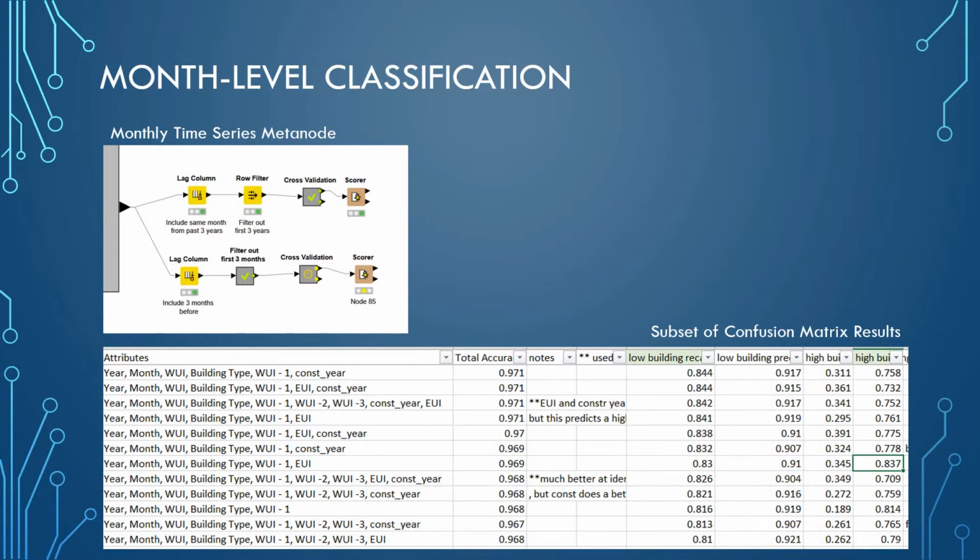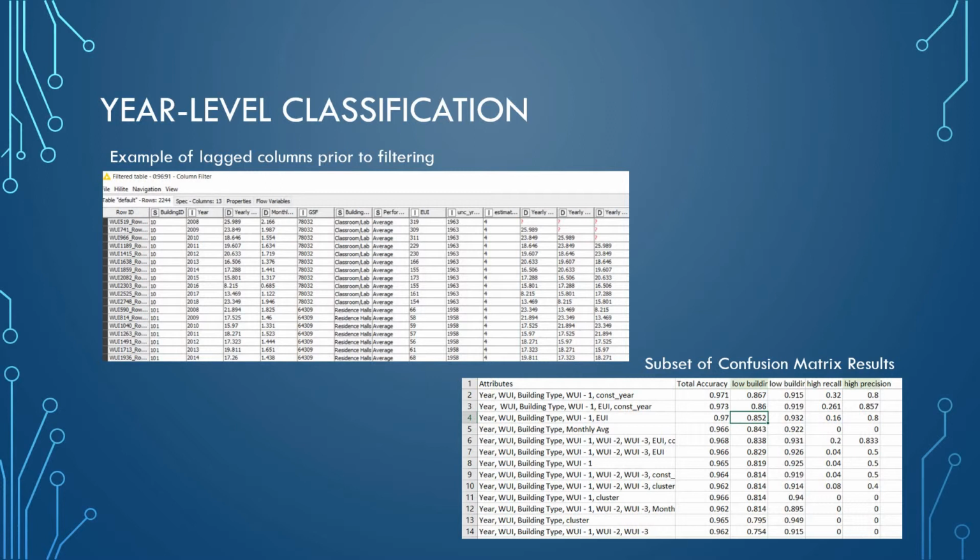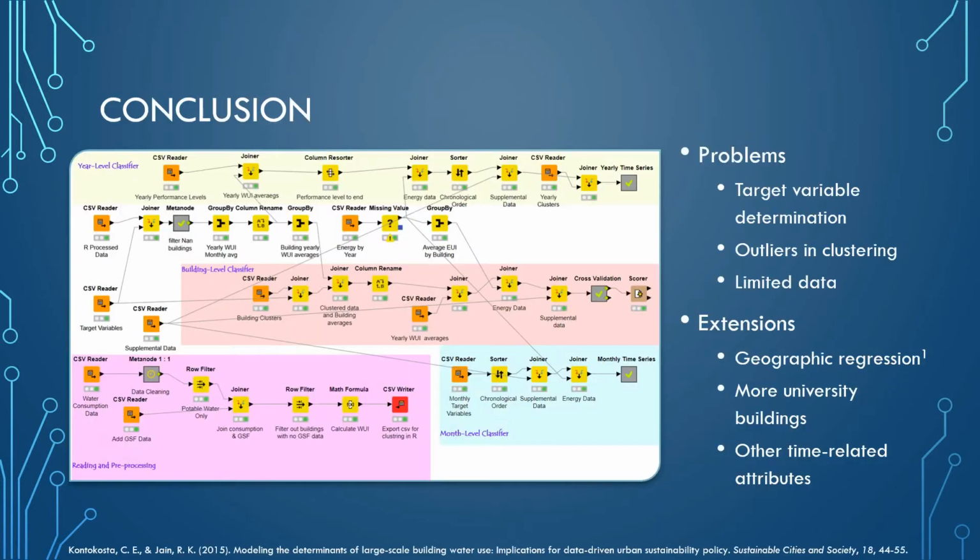of identifying low-performing buildings. At the yearly level, it turned out that the time series data was much more useful for identifying high and low performing buildings, and overall model accuracy ranged in the 0.96 to 0.97 range. The month level classifier definitely did a better job of identifying high performing buildings than the year level and the building level classifiers, but the yearly level classifier had higher accuracy when only the previous year's WUI value was used and not the past 3 years.